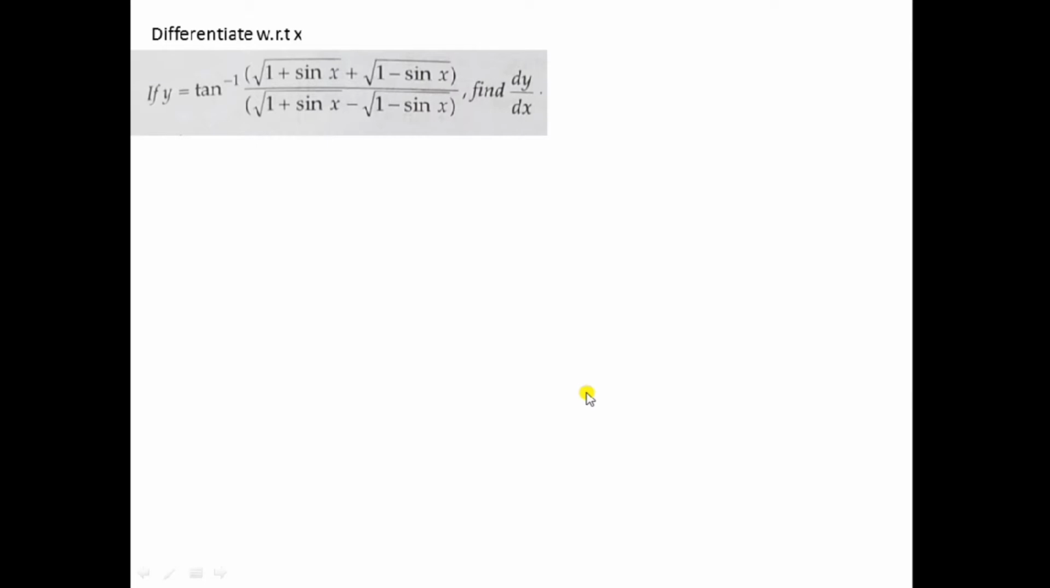The third sum is given here as: differentiate WRT, here meaning with respect to x. The sum is given as y equals tan inverse of, in the numerator, 1 plus root over of 1 plus sin x plus root over of 1 minus sin x.